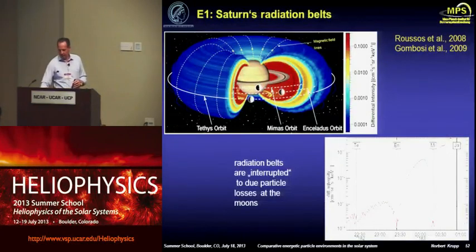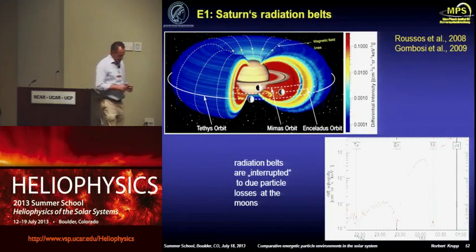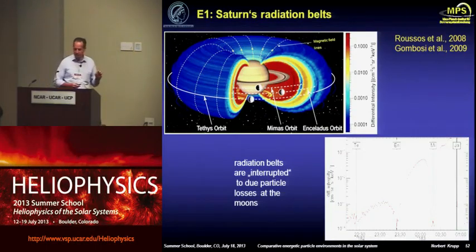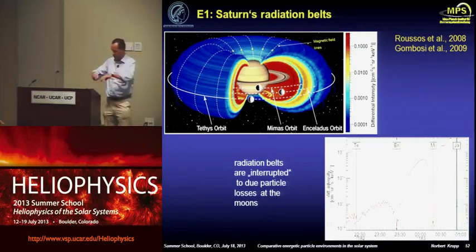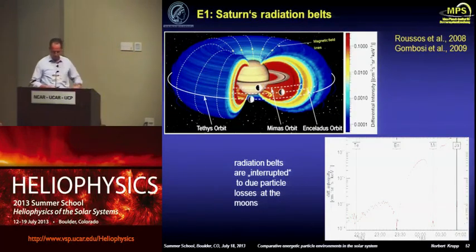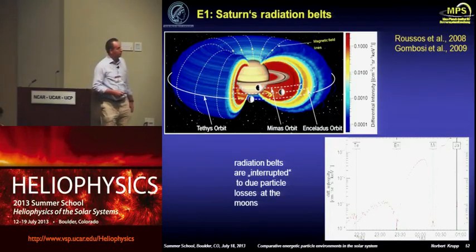So coming back to Saturn's radiation belts, now these are real measurements taken by the MIMI instrument on Cassini. And here it's slightly different compared to Jupiter. You have, of course, the radiation belts themselves, but they are somehow interrupted, caused by the moons. So you don't have a continuous emission, a continuous radiation belt as a whole, but there are some gaps in between, and they are caused by the absorption of particles on the surfaces of the moons.